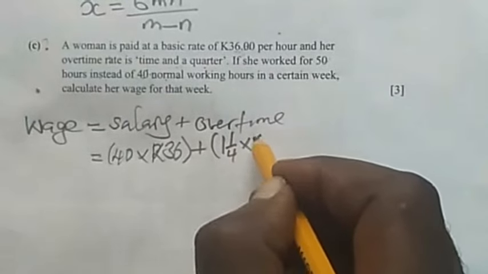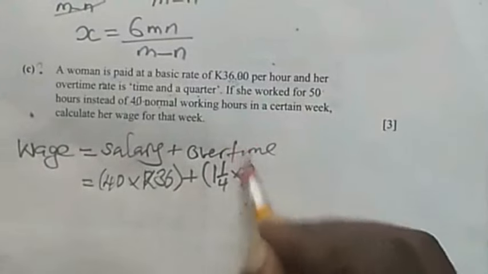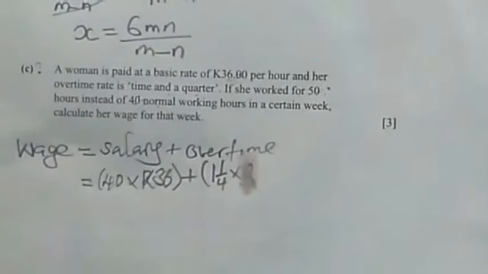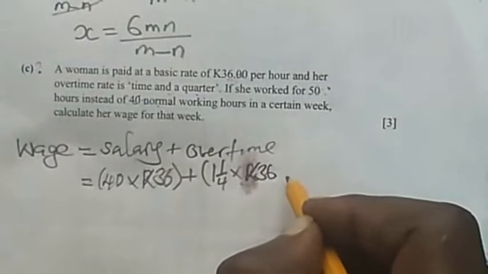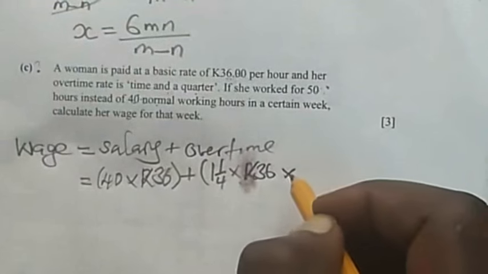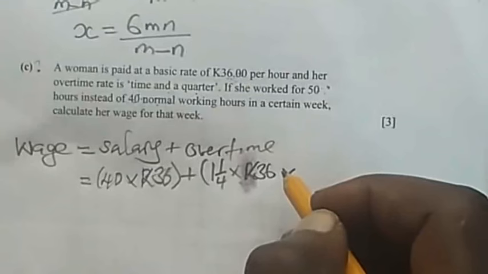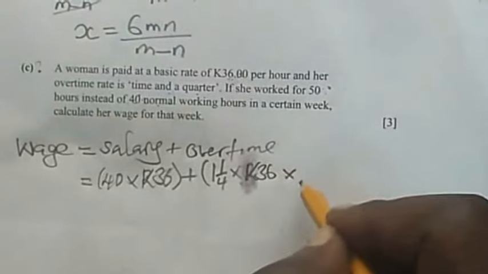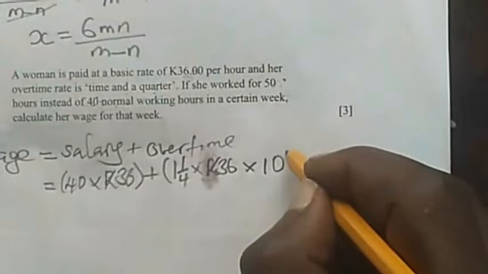Times 36 kwacha, then times how many hours did she work for overtime? She worked for 50 hours, and the normal time is 40 hours per week. So we find the difference of 50 and 40, which is 10. So we multiply by 10 hours, then we close the bracket.